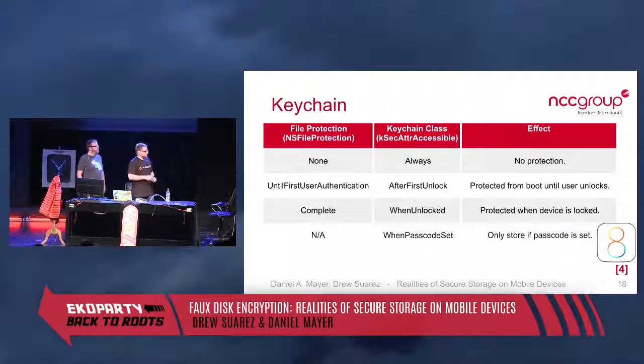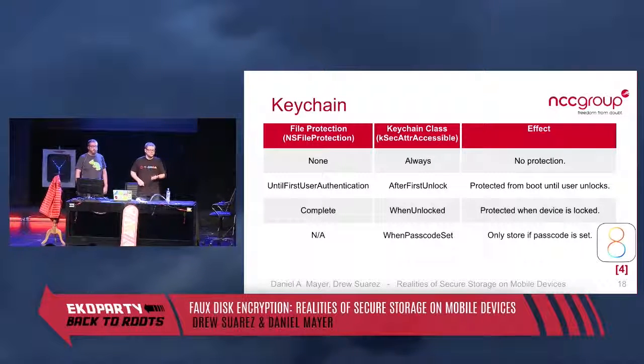So the protection is very similar. This is the column which is about files, which we just talked about a minute ago, and this one is the one for the keychain. And there is an equivalent for each one of these. I like that the keychain ones are named much more clearly. This data is always accessible. This one is accessible after first unlock. This one is when unlocked. And then there is a last one here, which is when passcode set.